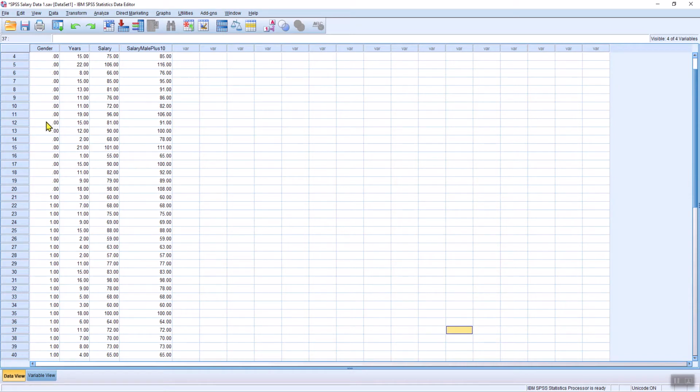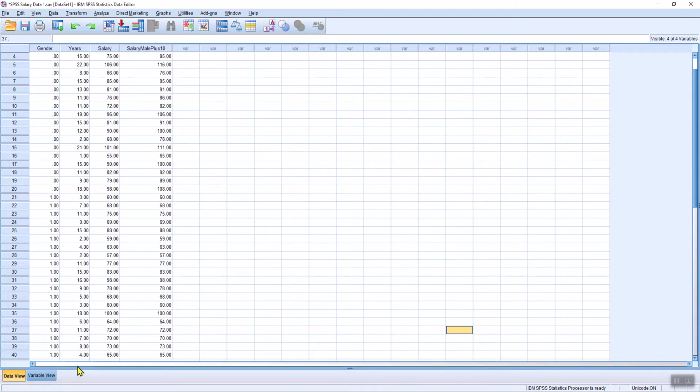For gender, 0 equals male, 1 equals female. And then we have years. That's years with the company that we're analyzing the data for. And then salary is the annual salary in thousands. Then I've got another variable here that I will use a little later on.